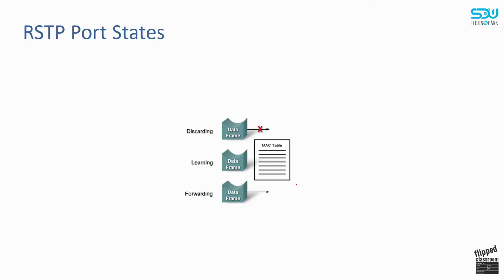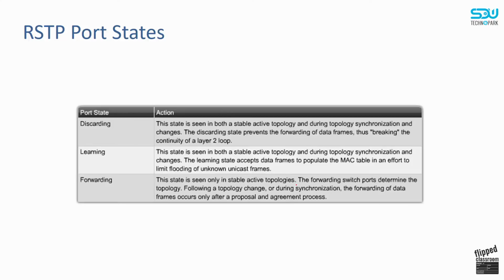And RSTP port states, we have 3 port states. They are discarding, learning, and forwarding. And in RSTP mode, we don't have the listening and blocking states. Due to that fact, we have faster convergence than in STP. So let's take a look at this description of the ports.